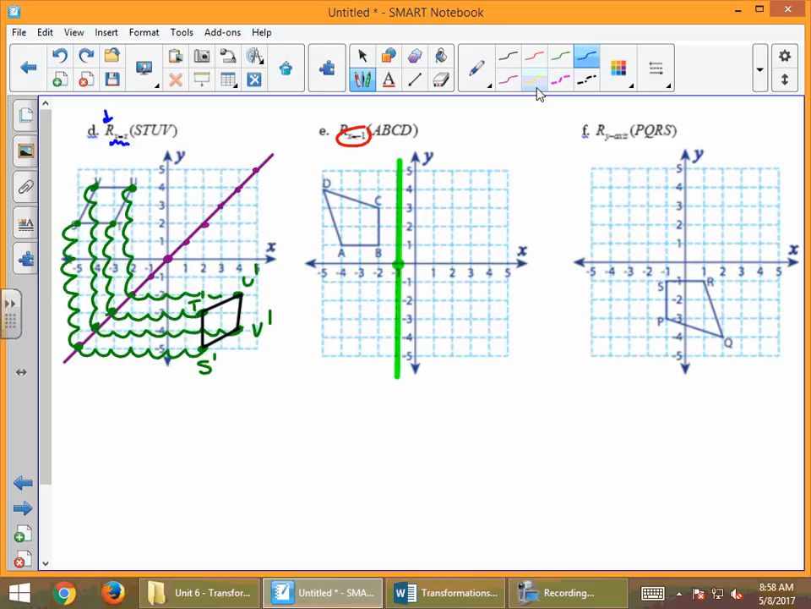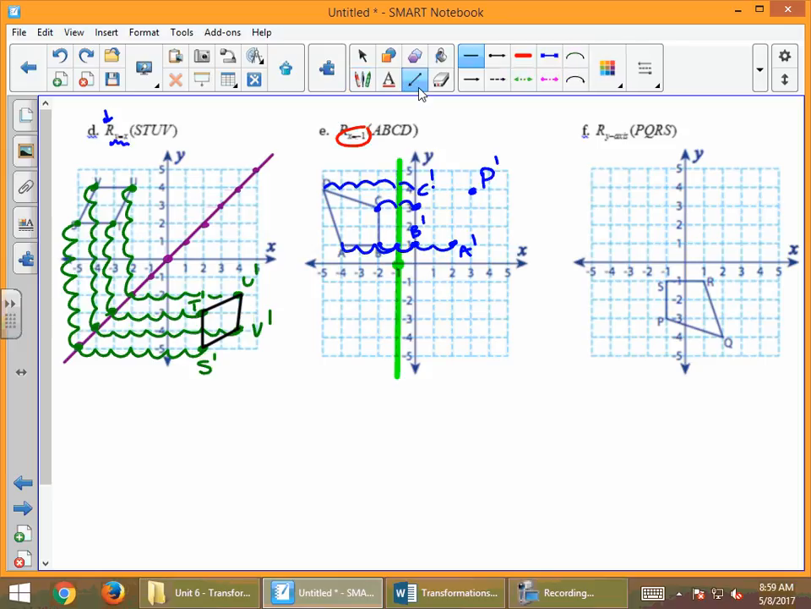And then same exact steps as before. All you're doing is just counting. So C is 1 away from that line. So we're going to go 1 away. That's C prime. B is 1 away. Count 1. B prime. A is 1, 2, 3. Count 1, 2, 3. A prime. D is 1, 2, 3, 4. Count 1, 2, 3, 4. D prime. Do it again for E. Just connect those points. And if you were to fold over that green line, they will match up perfectly.